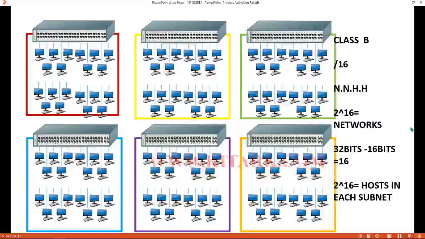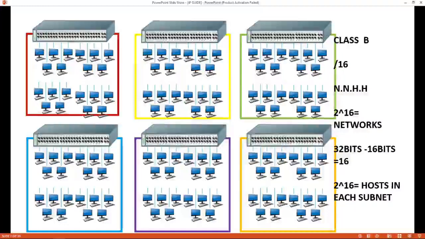Then we can move to class B, which means slash 16. Again, the first 2 octets represent the N and the remaining we write with H. Then 2 to the power 16 represents the networks, so you can have 2 to the power 16 networks in this subnet. To find the host bits, you simply deduct from 32: 32 minus 16 equals 16. So you get 16 bits of hosts on each subnet.